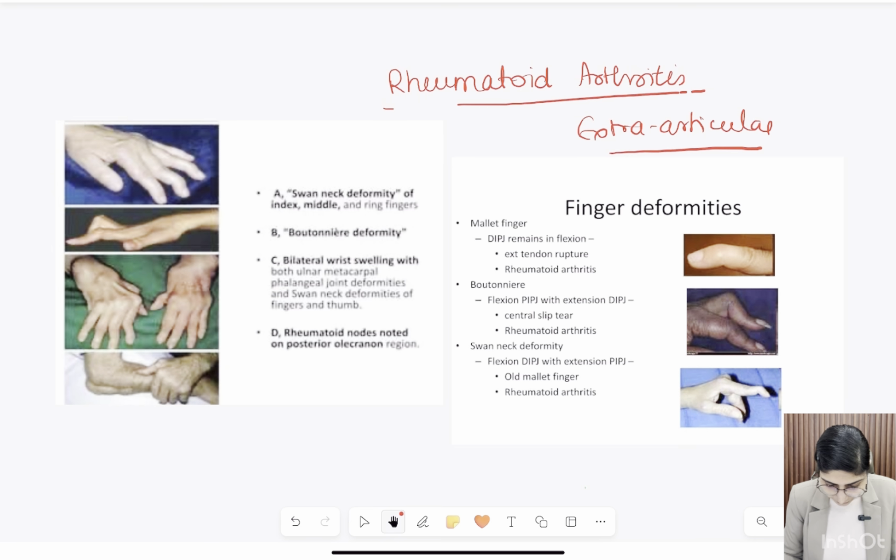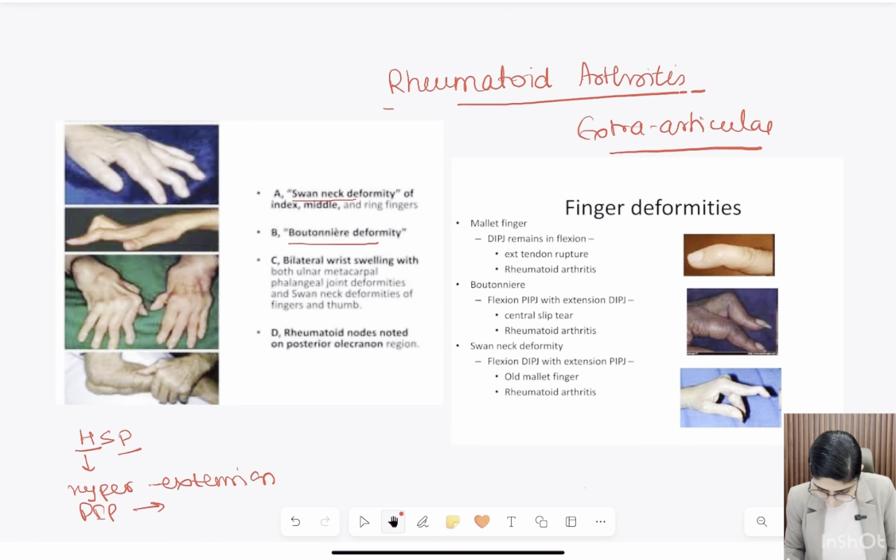So these are the deformities. Now, swan neck deformity and boutonniere deformity, right? How do you remember this? I remember it with the mnemonic HSP, which means hyperextension. Better listen to this very carefully: hyperextension of the PIP joint happens in swan neck deformity. So if you can see, at the PIP joint there is hyperextension and then there's flexion at the DIP, while in boutonniere deformity there is flexion at the PIP joint and hyperextension at the DIP joint.